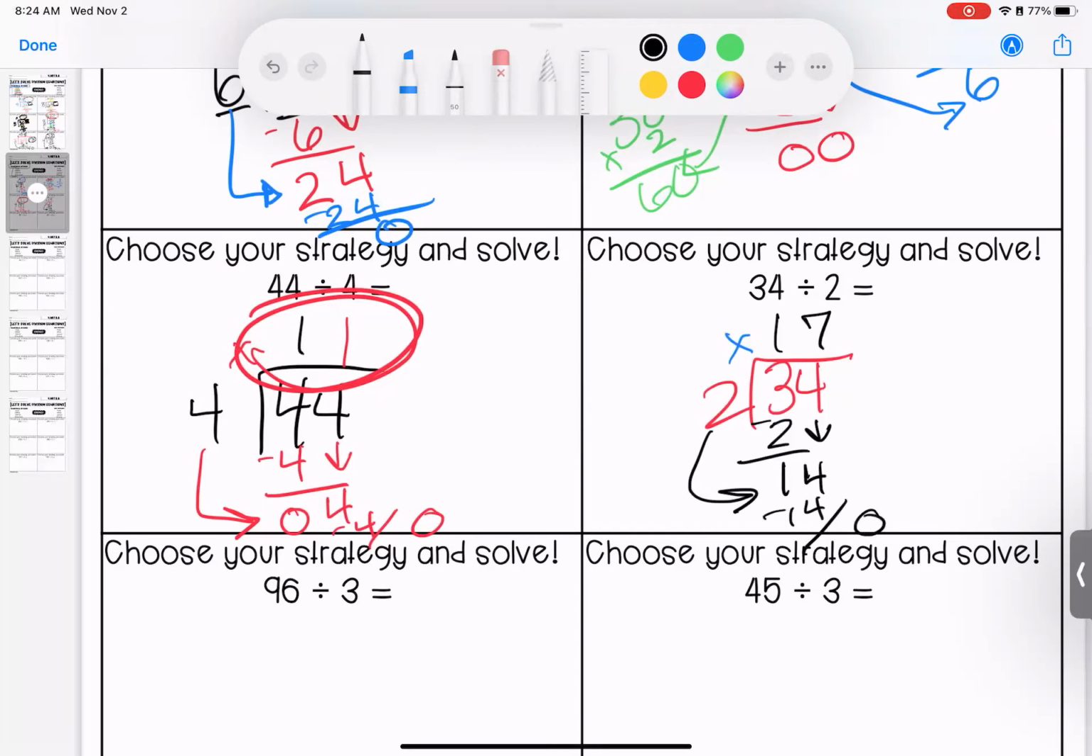And 14 take away 14 is 0. The answer to this one is 17. Remember, I can check this with my multiplication. 2 times 7 is 14, I carry the 1. 2 times 1 is 2. Add 1 is 3. Okay.